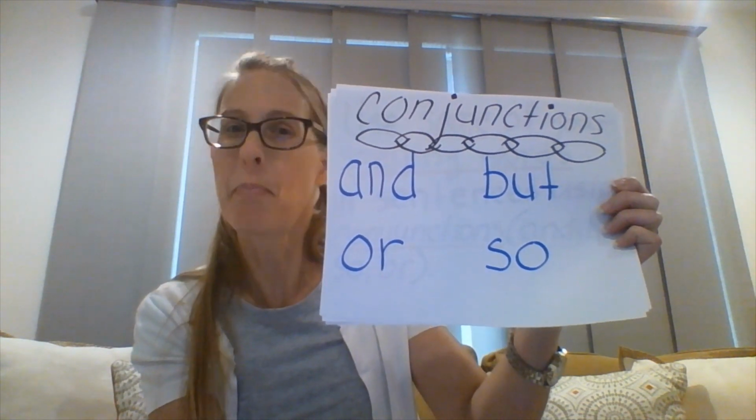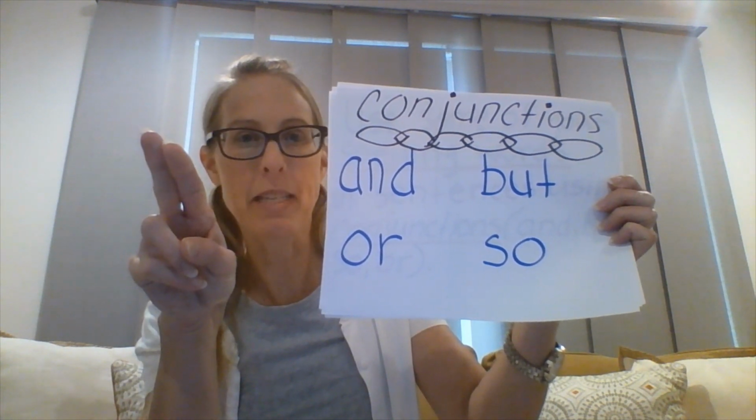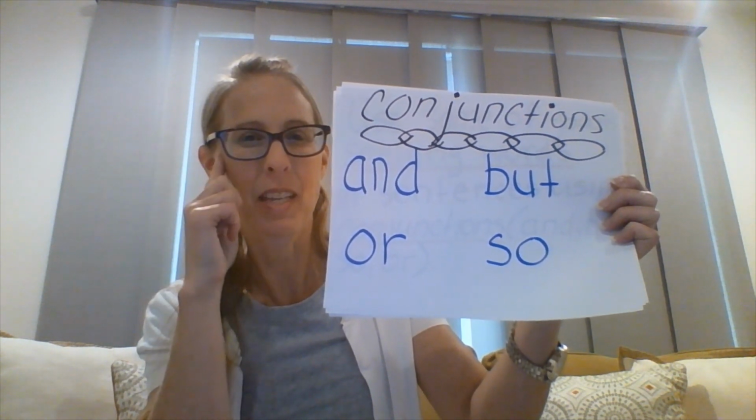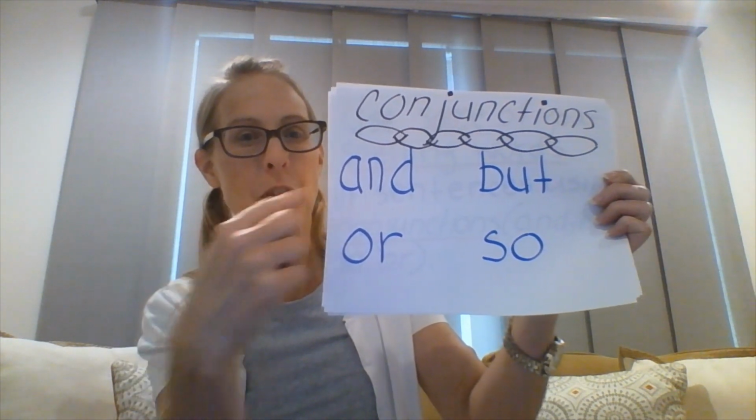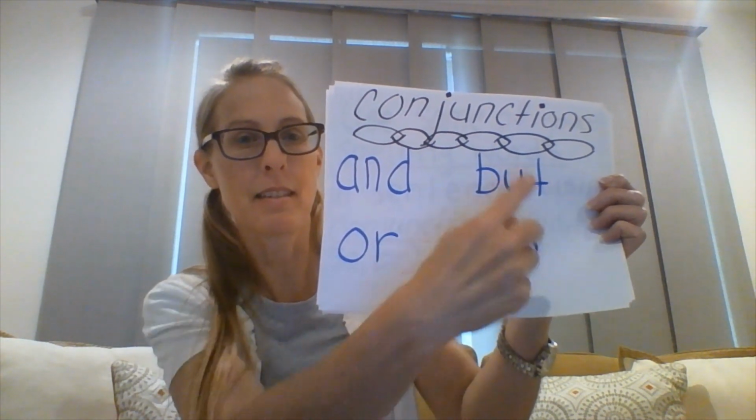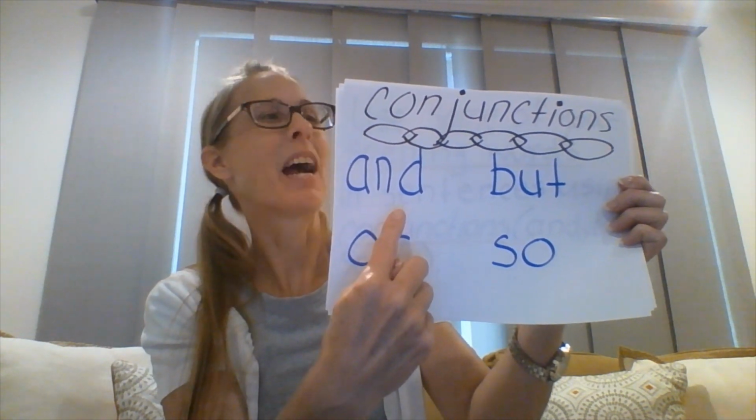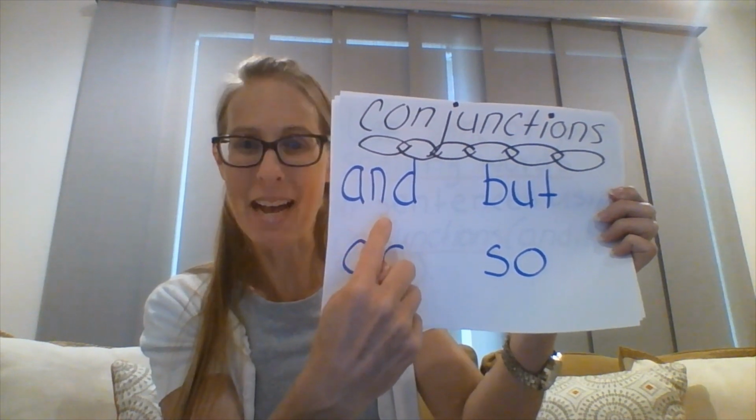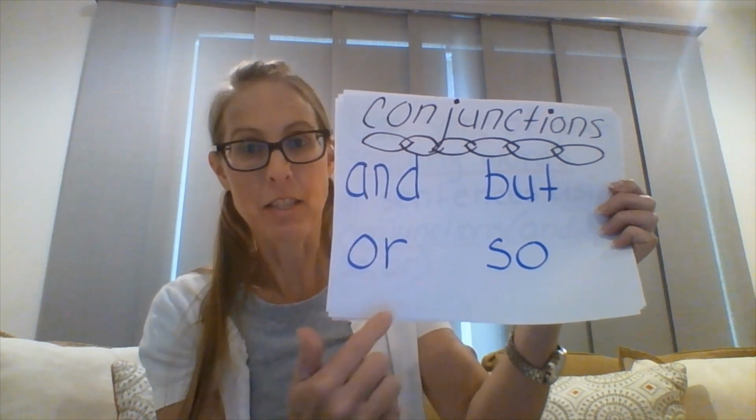Which one is the best one to use to take those 2 sentences and join them together? Think. Pause if you need to, more thinking time. Ready? If you said and, you are correct. Good job. I went to the store and I bought 6 apples is the best choice. Okay, ready? So you used up and.